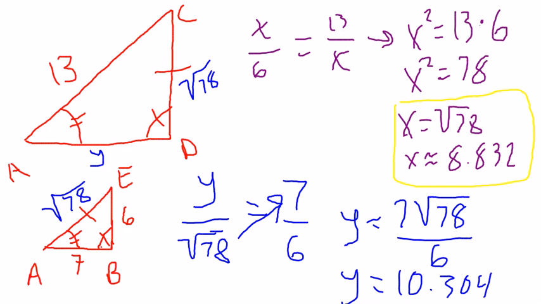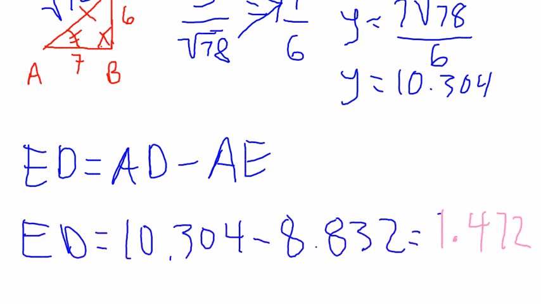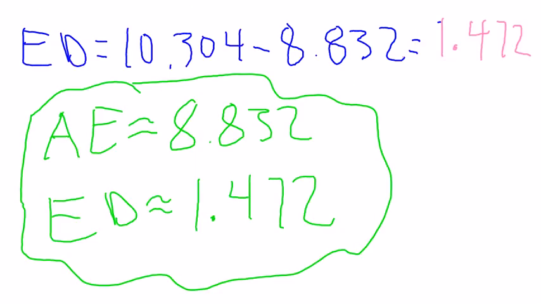I know AE, I know AD, so since AE plus ED equals AD, I can just do some subtraction. ED equals AD minus AE. Now I just need to substitute in those values that I found. I'll do ED equals 10.304, the value for AD, minus 8.832, the value for AE, to get 1.472. And now I'm done. And I found AE is roughly equal to 8.832, and ED is roughly equal to 1.472.